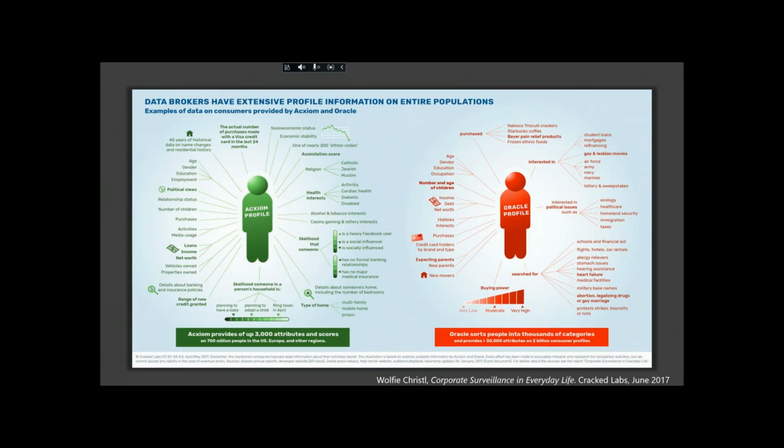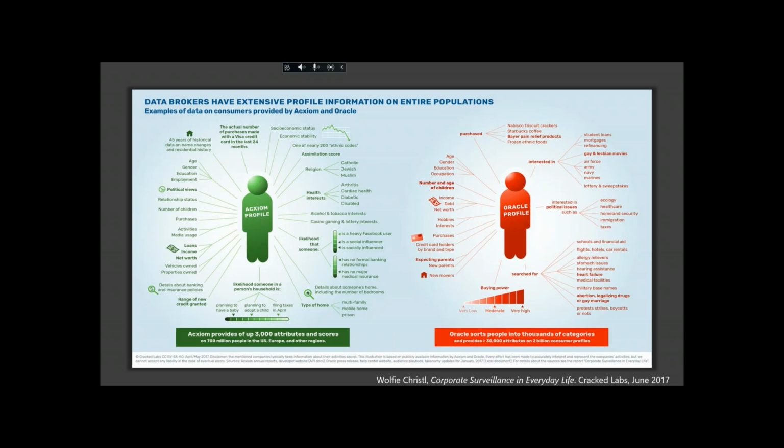there was an article from Fast Company in March of this year about the recently passed Vermont law requiring data brokers to register with the Secretary of State. Within that article, they discussed how much information can be collected from individuals to create profiles. Citing to this visual, they noted that in 2017, data giant Axiom provided up to 3,000 attributes about individuals on 700 million people. In 2018, the number was 10,000 on 2.5 billion consumers.